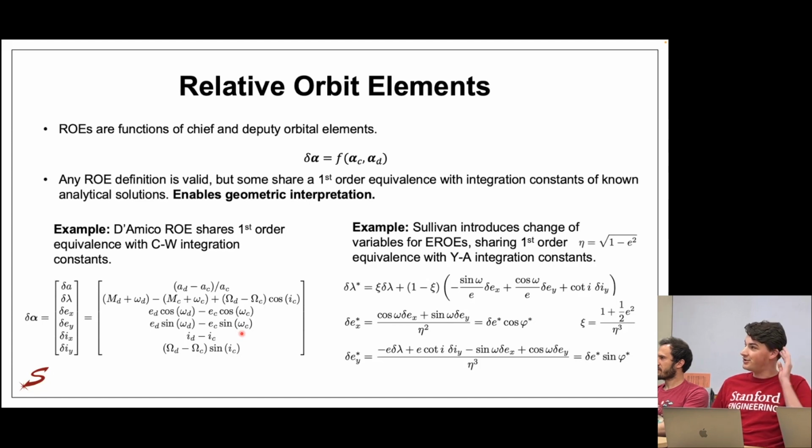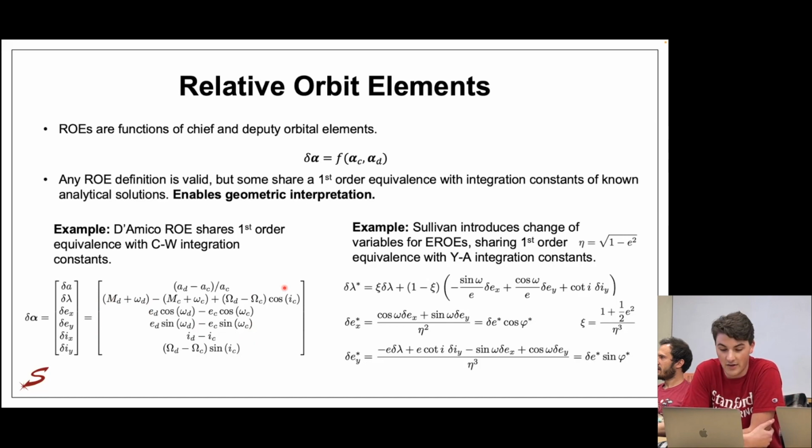Professor D'Amico introduced a set of ROEs that share a first order equivalence with the CW integration constants. Joshua Sullivan in his thesis introduced a change of variables from this set of ROEs into what he denoted eccentric ROEs, EROEs, which share a first order equivalence with the Yamanaka-Ericksen integration constants. So those are two options. I'm not going to use either of these, though. This is just for literature review. And this is the point where we start transitioning from what's in the literature to what my contributions are.